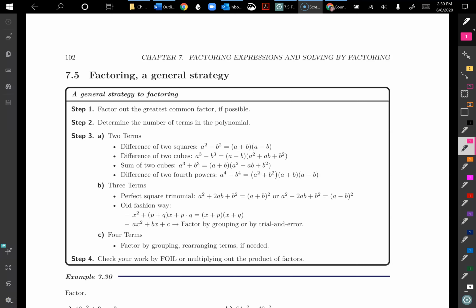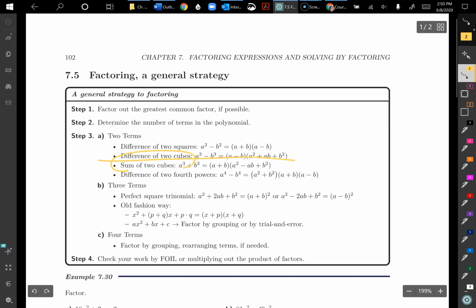Okay, just a few more sections to go for Chapter 7. We have 7.5, Factoring: A General Strategy, which gives you an overview of everything that we've done so far in Chapter 7. Again, we're not going to do the sum or difference of 2 cubes, so we're going to skip that. I've weeded out those problems.